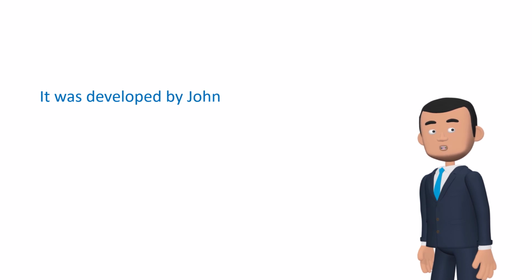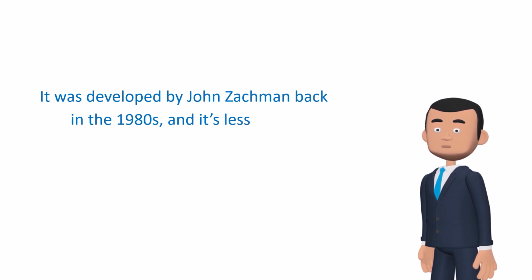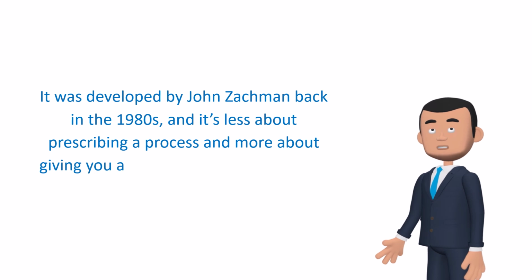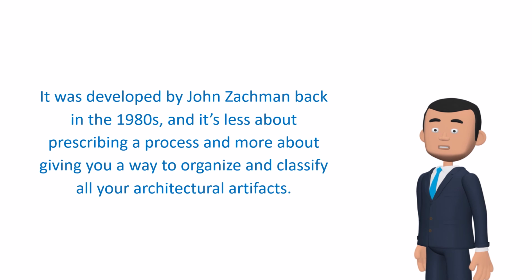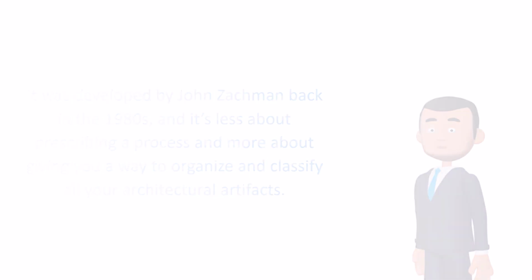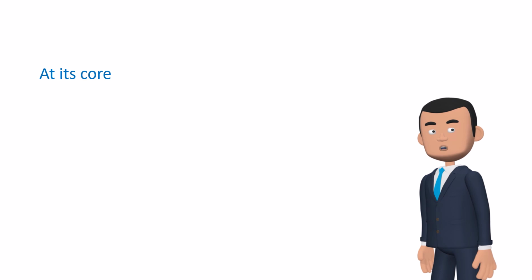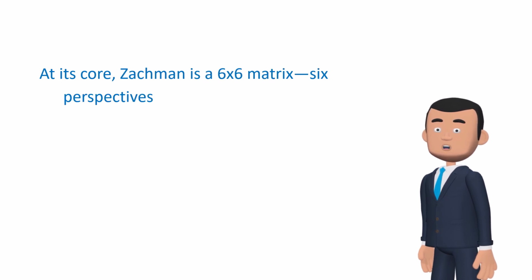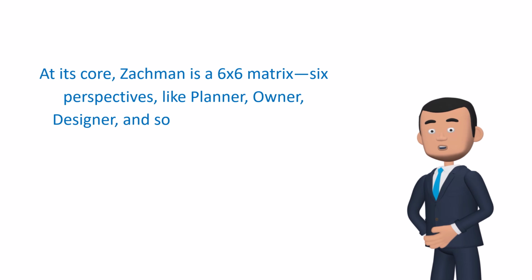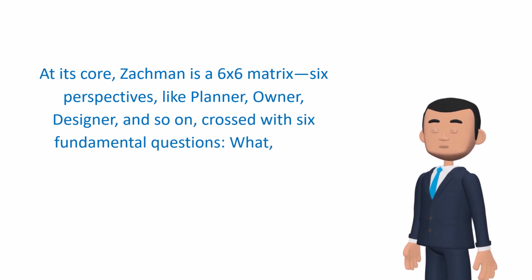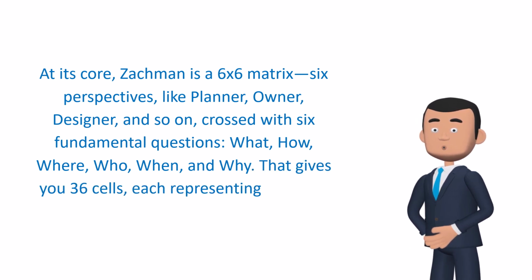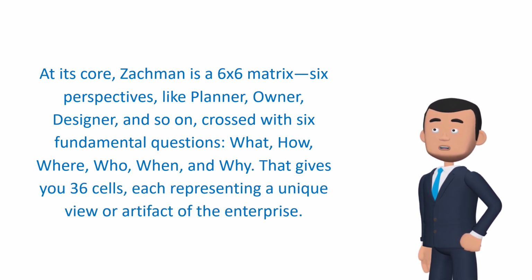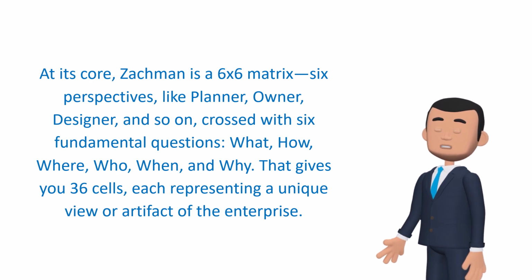It was developed by John Zachman back in the 1980s, and it's less about prescribing a process and more about giving you a way to organize and classify all your architectural artifacts. At its core, Zachman is a 6x6 matrix, 6 perspectives like planner, owner, designer, and so on, crossed with 6 fundamental questions: what, how, where, who, when, and why. That gives you 36 cells, each representing a unique view or artifact of the enterprise.